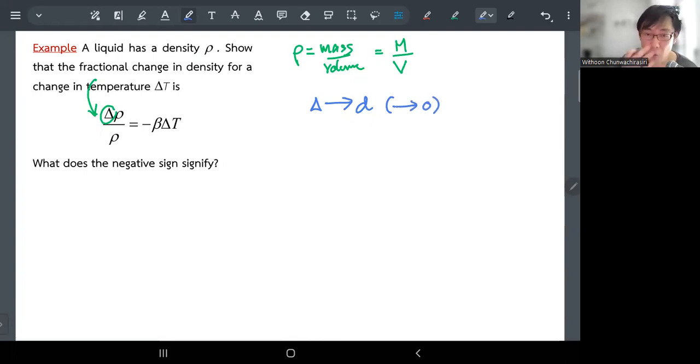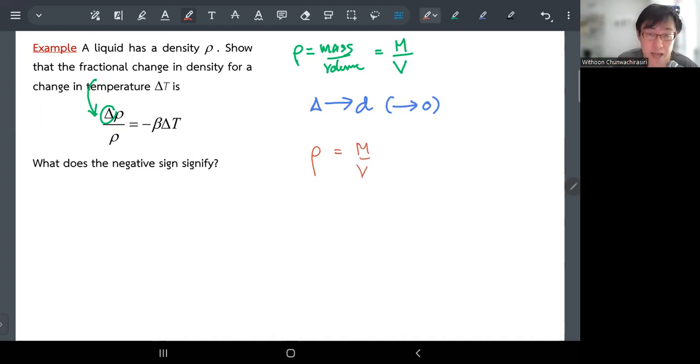So I'm going to approach this problem from the perspective of calculus. Do things in the differential way, in an infinitesimally small way. We're going to assume that all the changes happening are infinitesimally small. So I'm starting with our expression of the density. It's mass per unit volume.